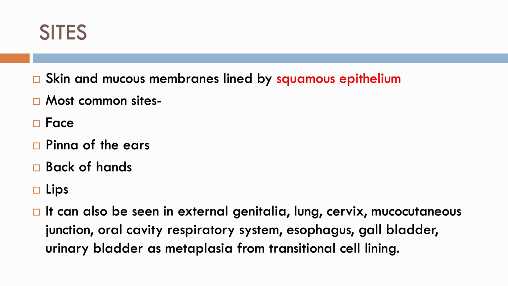Coming to the most common sites of squamous cell carcinoma: skin and mucous membranes lined by squamous epithelium. Most common sites include the face, pinna of the ears, back of the hands, lips, and it can also be seen in the external genitalia, lung, cervix, mucocutaneous junction, oral cavity, respiratory epithelium, esophagus, gallbladder, and urinary bladder as metaplasia from transitional cell lining. So these are the most common sites where you can get squamous cell carcinoma.